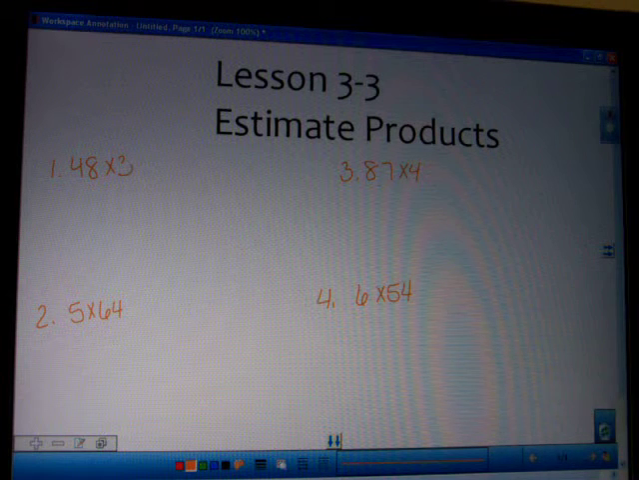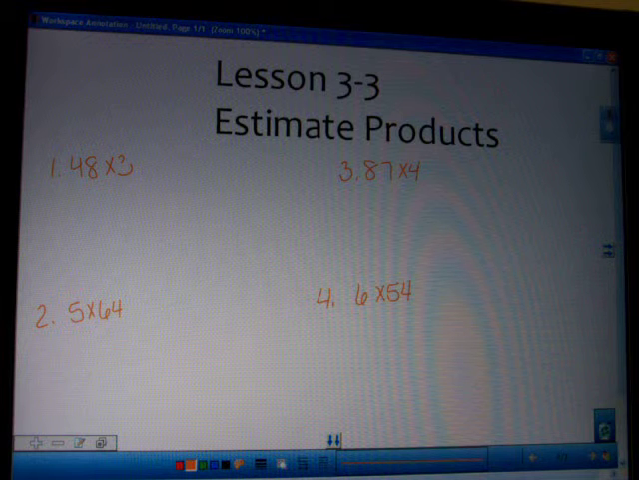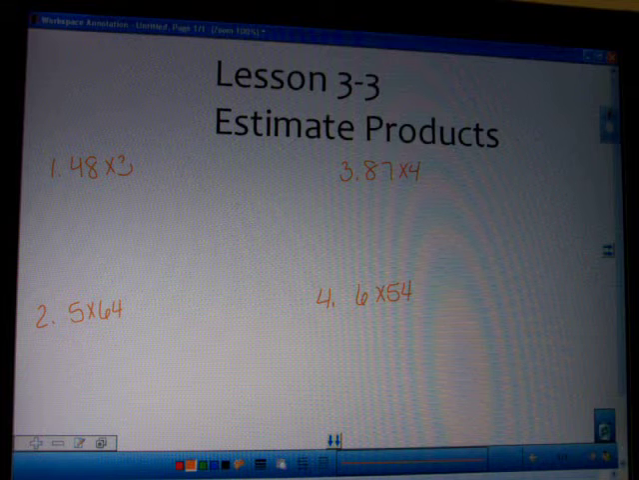Alright, this begins Chapter 3, Lesson 3, dealing with estimating products. But before we do that, I would like you to find each of these products mentally using the distributive property and then show the steps that you use. So pause your video, go through and solve these.